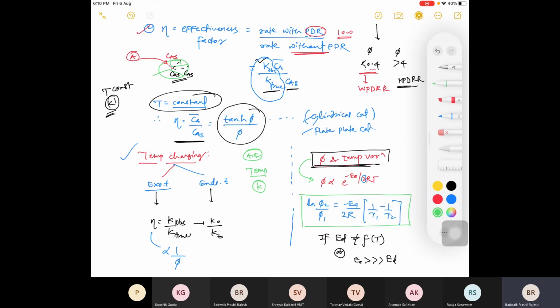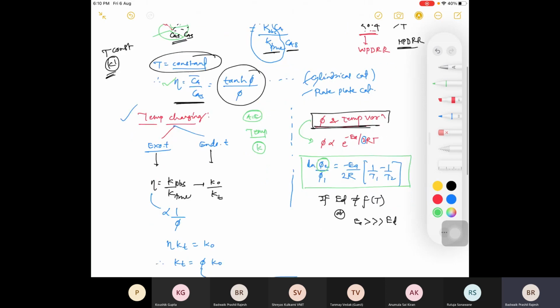And corresponding to this phi 2, you need to calculate what your effectiveness is. This question has been asked in GATE, so we are going to solve that. Then suppose the temperature is changing. Temperature changing means there may be an exothermic reaction or an endothermic reaction. So we are going to look at that.